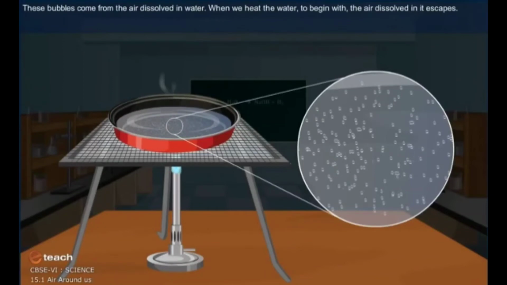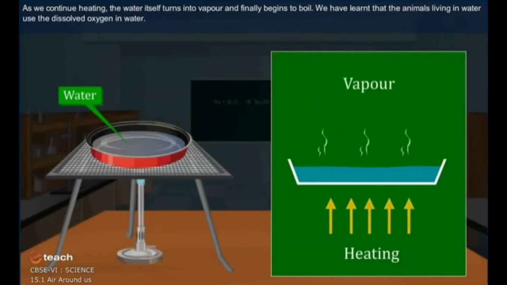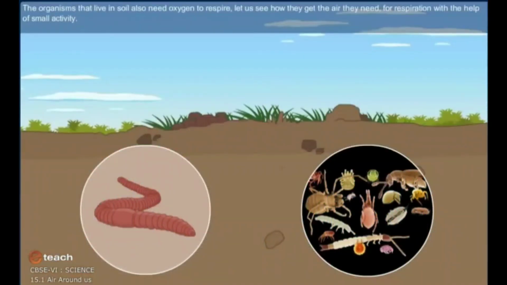These bubbles come from the air dissolved in water. When we heat the water, to begin with, the air dissolved in it escapes. As we continue heating, the water itself turns into vapor and finally begins to boil. We have learned that the animals living in water use the dissolved oxygen in water. The organisms that live in soil also need oxygen to respire.